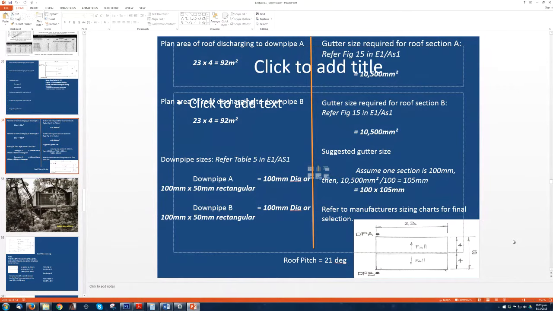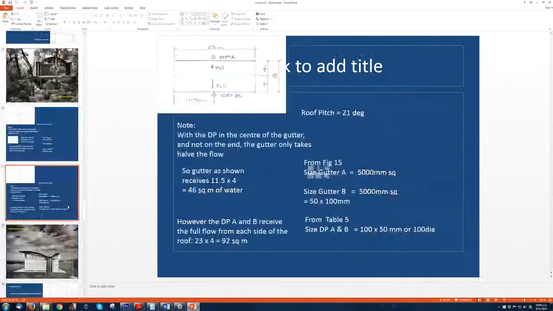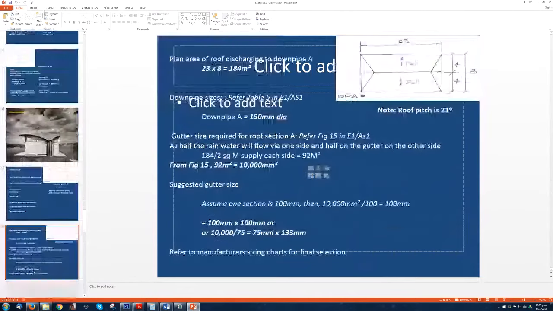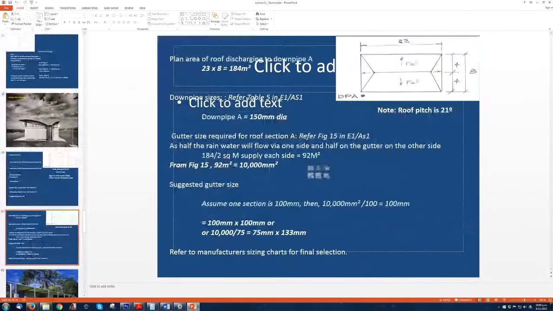Is it just there that he's used 100, or has he used it in the other ones as well? On this one, you use this. Here. Oh, yeah. Assume one section is 100. I think in most cases it's 100. Okay.